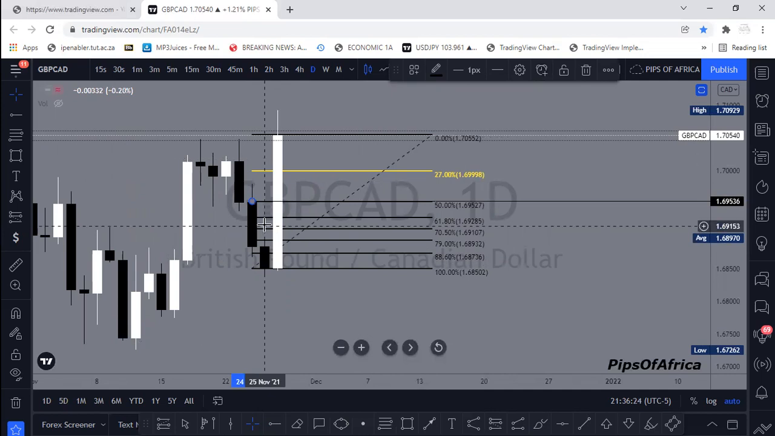That is the first thing that we must take note of. This candle must be 50% of this one. We take 50% of the bearish candlestick, then 100% of the bullish. So the Fibonacci does not lie.